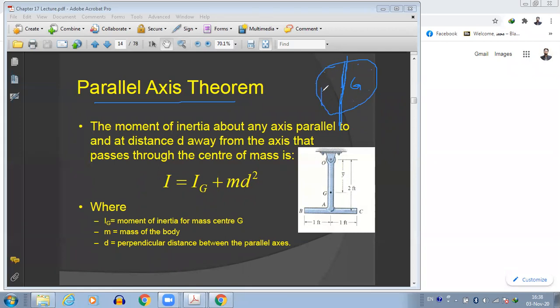Let's say the body is rotating at this point. Then what is the moment of inertia for this? The parallel axis theorem allows me to calculate the moment of inertia from any point on the body if I know the moment of inertia of this object at its center of gravity. Before moving towards understanding the problem, let's understand the formula itself. First of all, do you understand what the parallel axis theorem is?